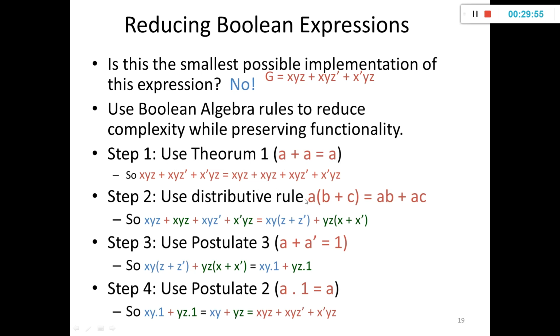Next, you can use the distributive law, A of B plus C is AB plus AC. You can use this and write it like this. You can also use A plus A bar equal to 1. And lastly, using all these theorems, distributive laws and postulates, we have a reduced expression from 3 product terms to 2 product terms, that is XY plus YZ. So you have to reduce the Boolean expression in order to reduce the hardware implementation. This particular slide tells us how to reduce the given Boolean expression using theorems.